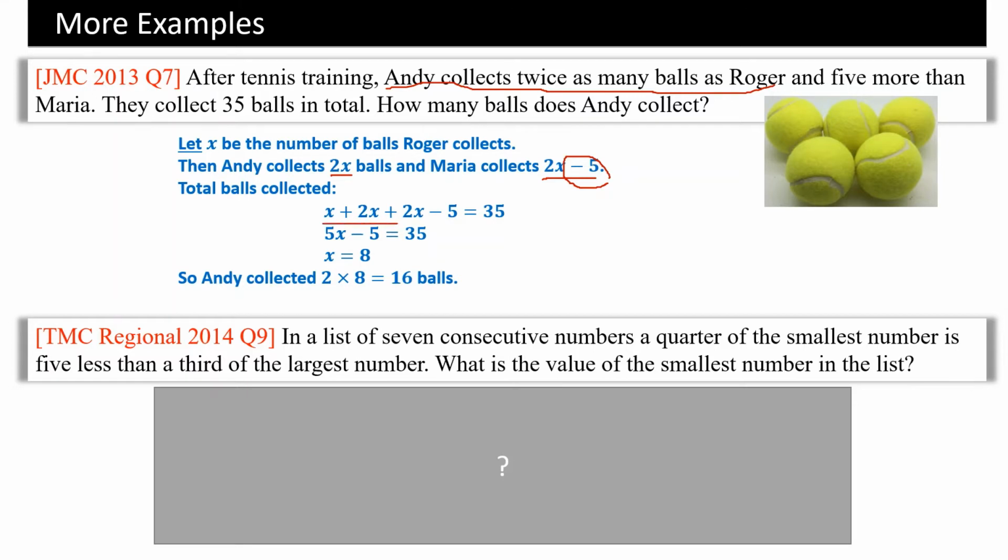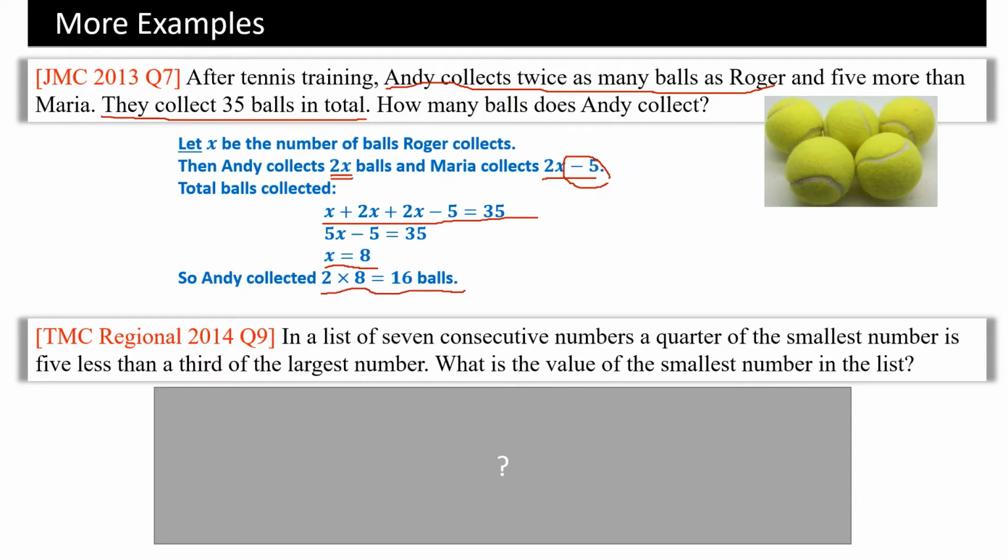So we have x plus 2x plus 2x minus 5 is equal to 35, because remember the question tells us that they collect 35 balls in total. So x would be Roger's total, 2x is Andy, and 2x minus 5 is Maria's total. And that's equal to 35, and then we therefore solve for x. So we know x is equal to 8 balls. But remember that Andy, his expression is 2x. So whatever the value for x is, Andy's total is 2 times that. So if x is 8, Andy collects 2 times 8, which is 16 balls.